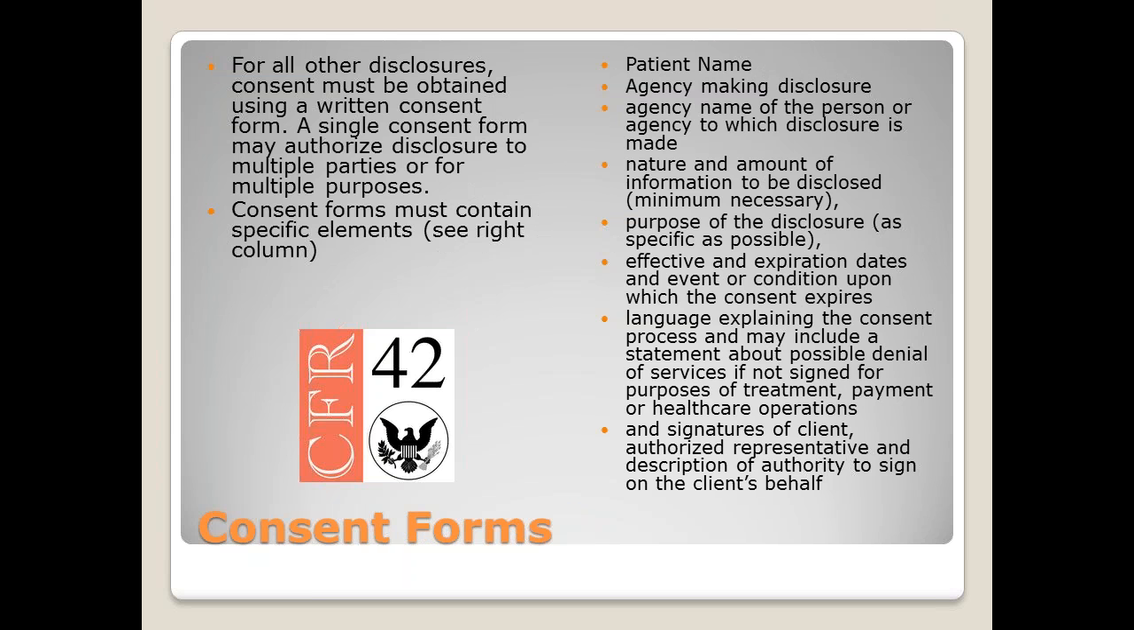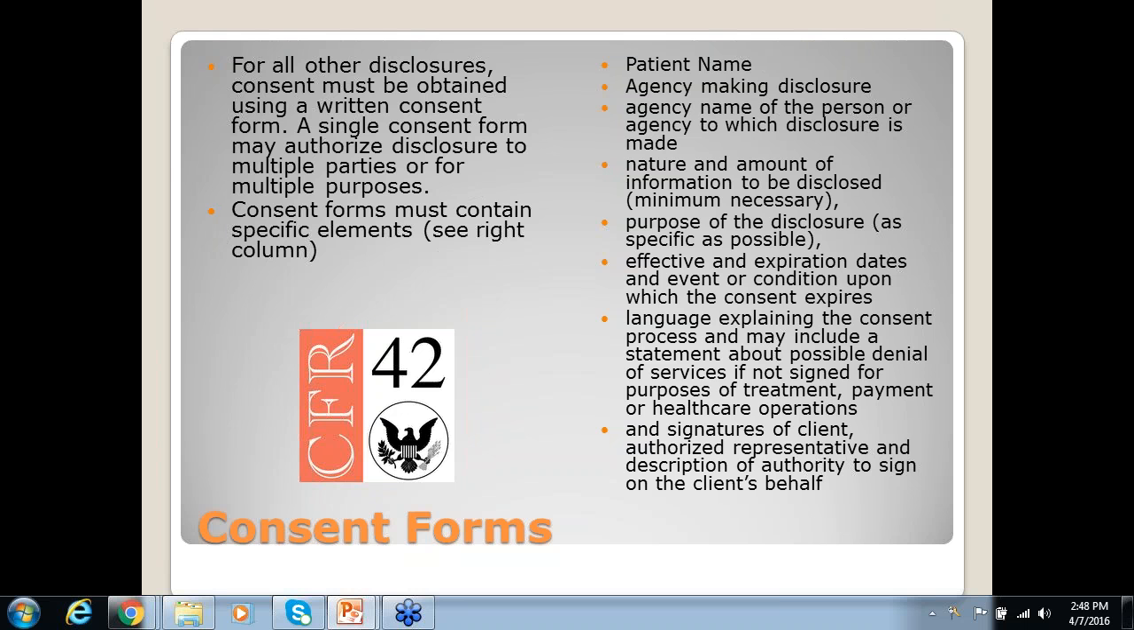So I know there's a lot on this slide, but I wanted you to get a sense of what should be included in one of those written consents. This is right from the regulation. Your county, your agency may have decided to add some additional information or language on the consent, but they must be obtained in writing. You can have a single consent that covers multiple disclosures or authorizations for disclosures, but you have to be very specific for each of those disclosures.